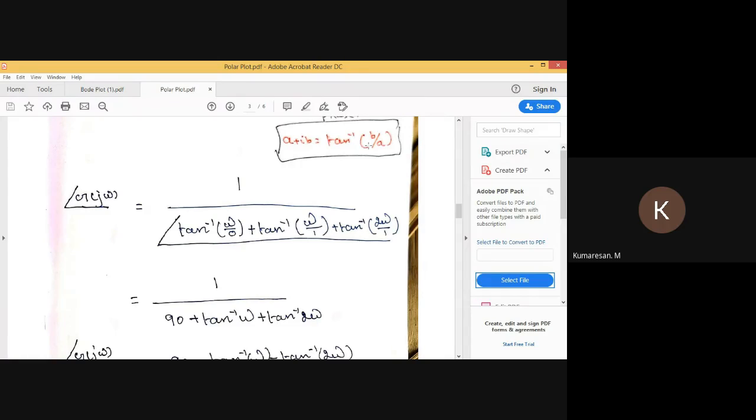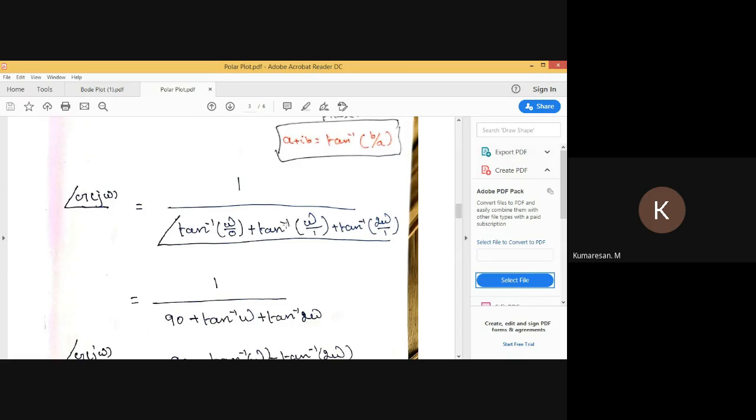Here, for the angle, we know that multiplication factors are converted into addition and division factors are converted into subtraction. Each of the three terms is in multiplication, so you put additions. The first term is tan inverse of omega divided by 0, which is nothing but tan inverse of infinity, which is nothing but 90 degrees.